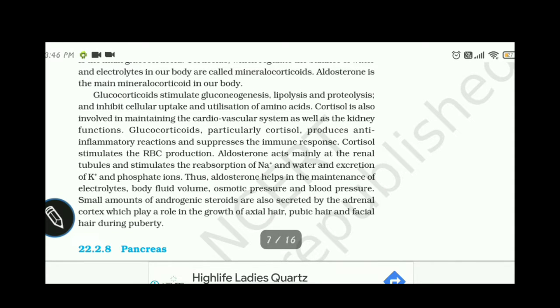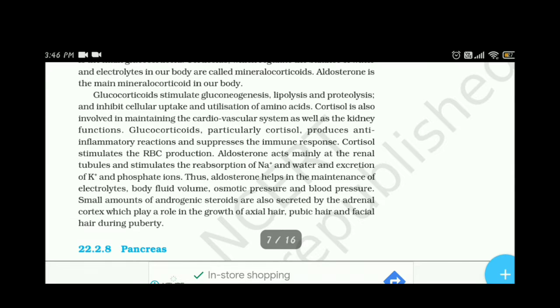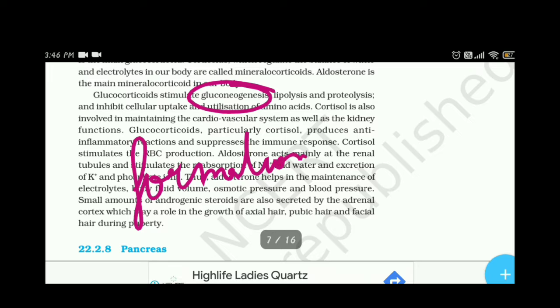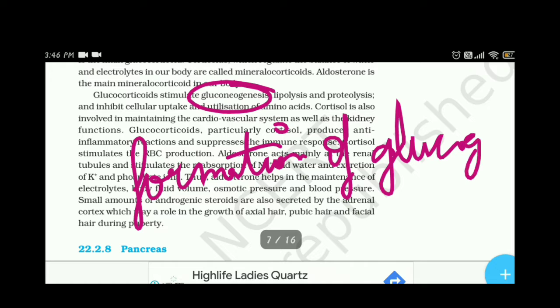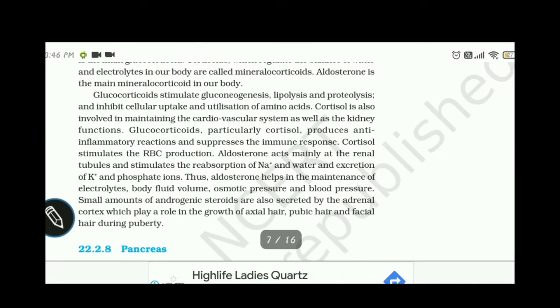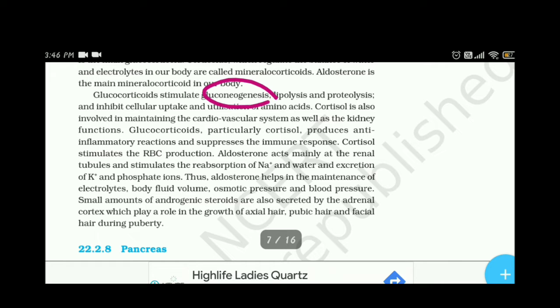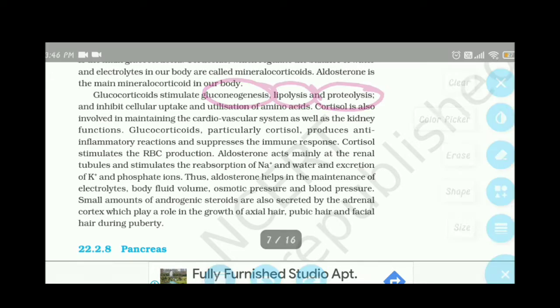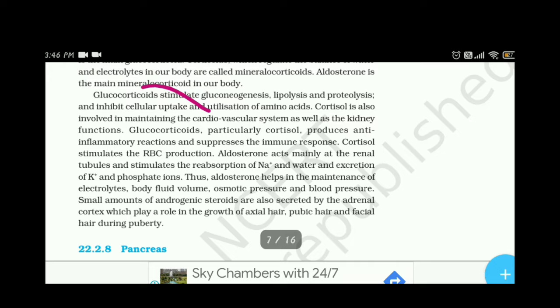Glucocorticoids stimulate gluconeogenesis, which refers to the formation of glucose. They also stimulate lipolysis and proteolysis. It will stimulate these functions, and it also inhibits, or doesn't allow, the cellular uptake and utilization of amino acids.